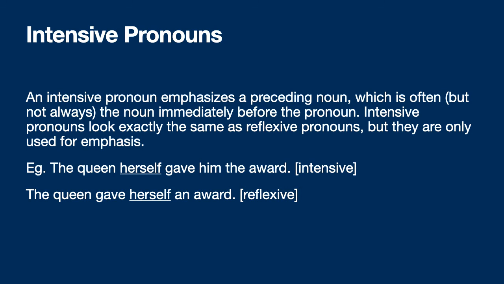But in the second sentence, the queen gave herself an award. Here herself functions as a reflexive pronoun. To whom did the queen give the award? She gave it to herself. She didn't give the award to anybody else. Here herself reflects back on the subject, which is the queen. So in these two sentences you can see that herself is used both as a reflexive pronoun and as an intensive pronoun, and you can see the difference between the two.